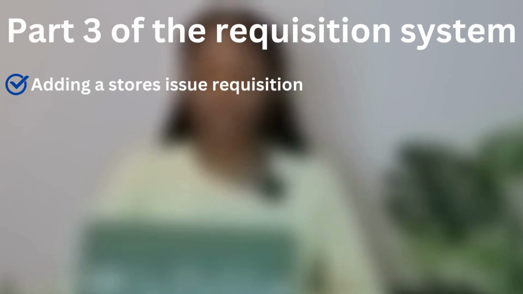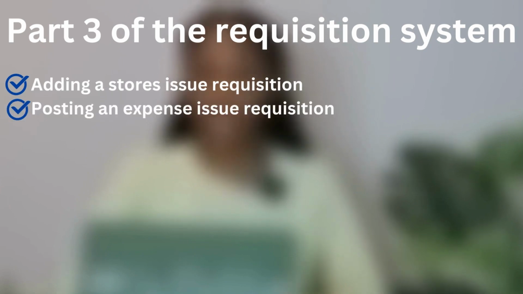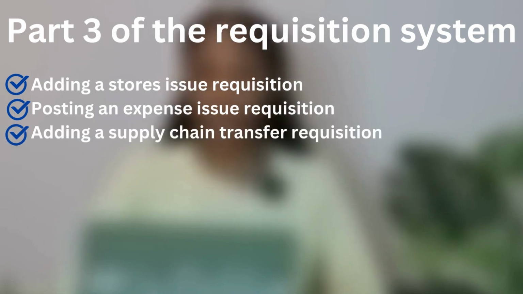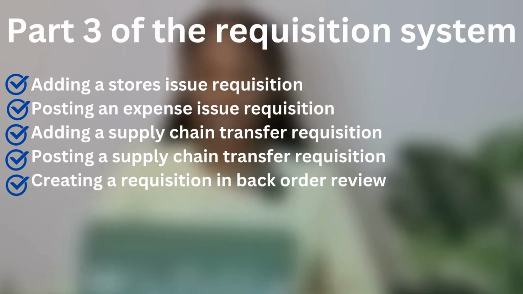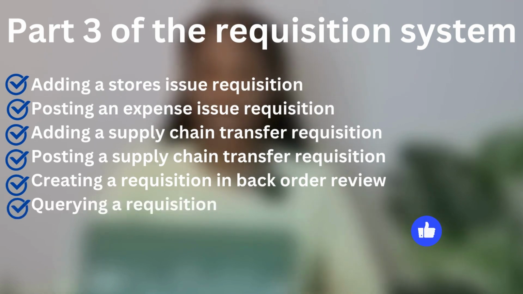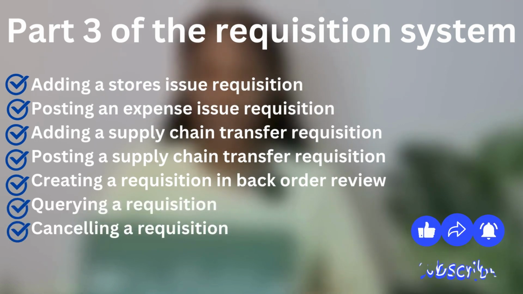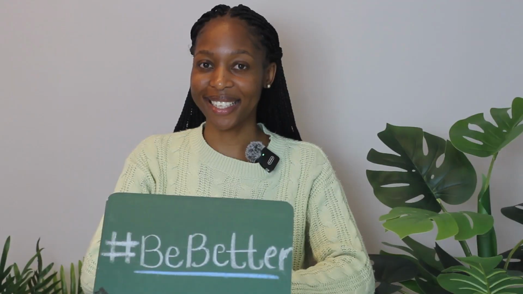Part 3 of the requisition system will include the following: adding a stores issue requisition, posting an expense issue requisition, adding a supply chain transfer requisition, posting a supply chain transfer requisition, creating a requisition in back order review, querying a requisition, and lastly, canceling a requisition. Now let's get started.